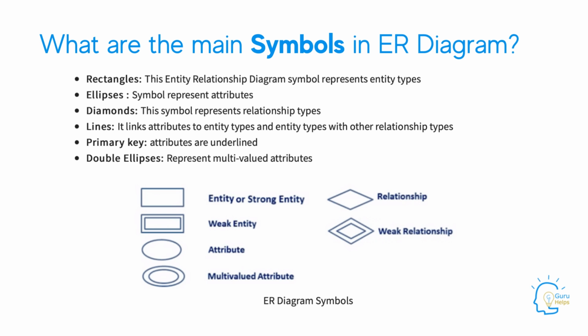So, we can see here, a strong entity is only a single square box, and the weak entity is the double line square. I mean rectangle. The attribute is also like a circle or oval. And there are the multi-valued attribute, the relationship, and also the weak relationship.